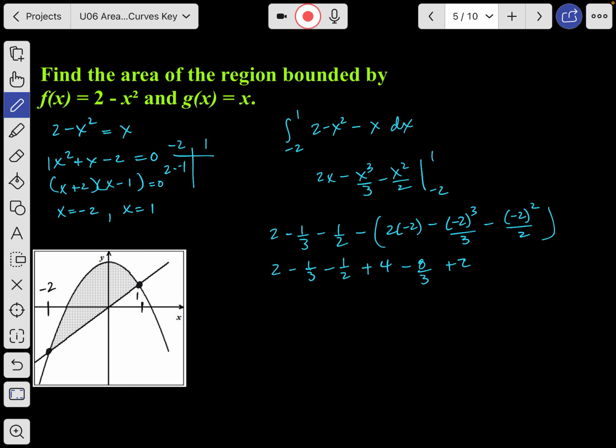Okay, so let's see. If I combine the negative 1/3 and the negative 8/3, that'll give me negative 9/3, which is negative 3. And so I'll just have negative 3, and let's go ahead and combine the 2 and the 4 and the 2, so that'll give me 8 minus a half. And so 8 minus 3.5 is going to give me 4.5.